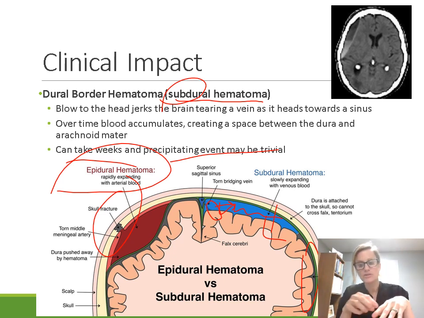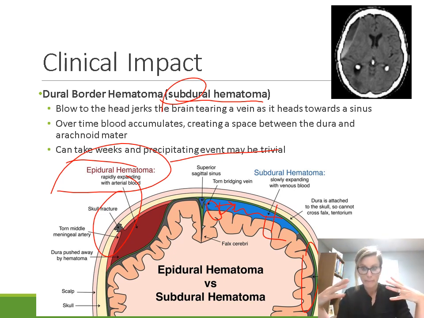This is what happens, or what can happen with shaken baby syndrome. With shaken baby syndrome, as the skull or as the brain bounces back and forth, it pulls at the meninges, and it is possible to tear one of those veins when that happens.